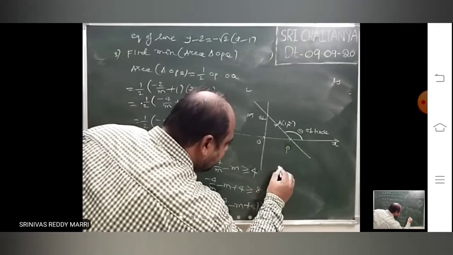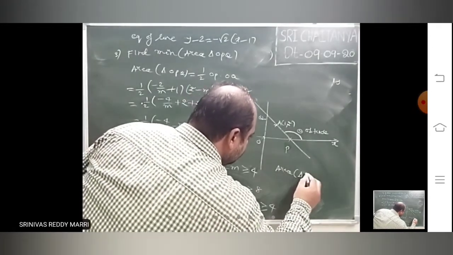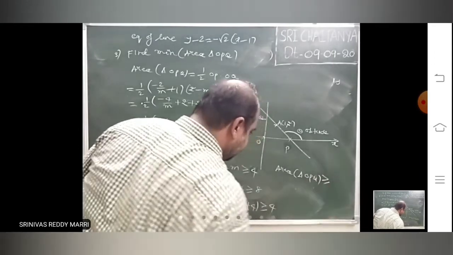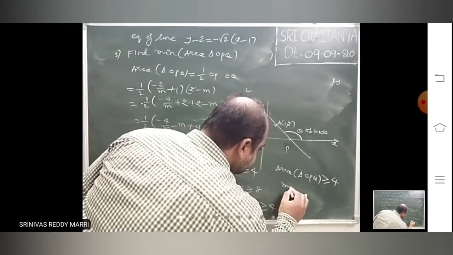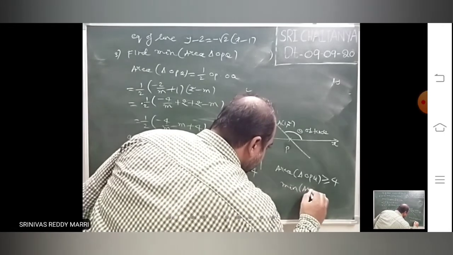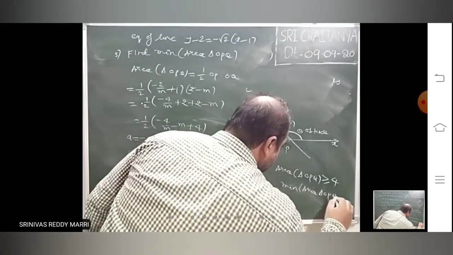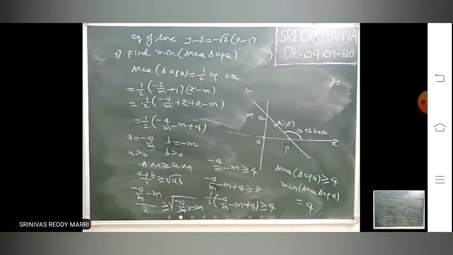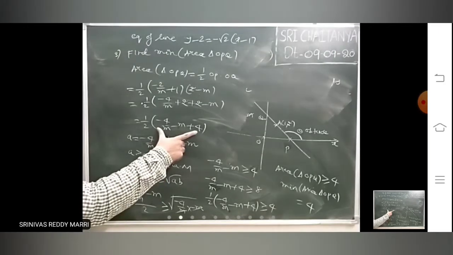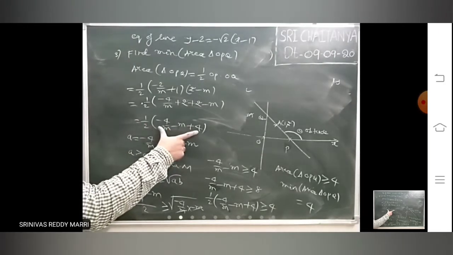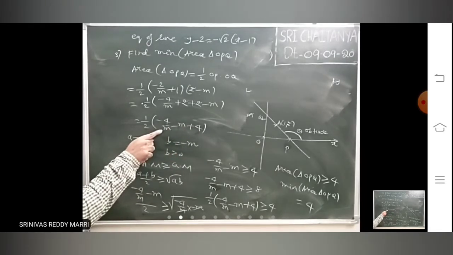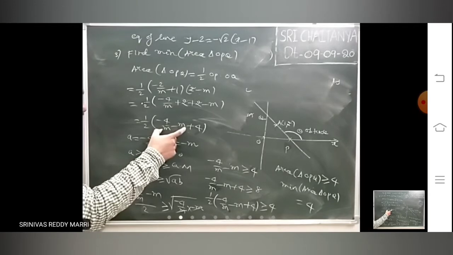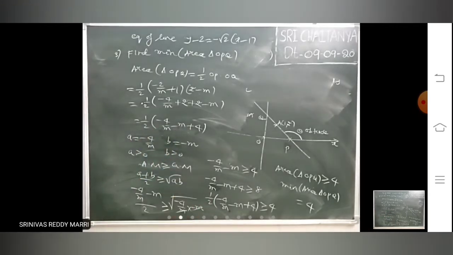Now this is nothing but area. Area of triangle OPQ greater than or equals to 4. What is the minimum? Minimum value is nothing but 4. Right? Just form the area and then apply. For this you have to find minimum value. You observe this reciprocal and this. Whenever like this you got, apply AM greater than or equal to GM, because in root AB, M will get cancelled and you will get a constant value. So this is the one.